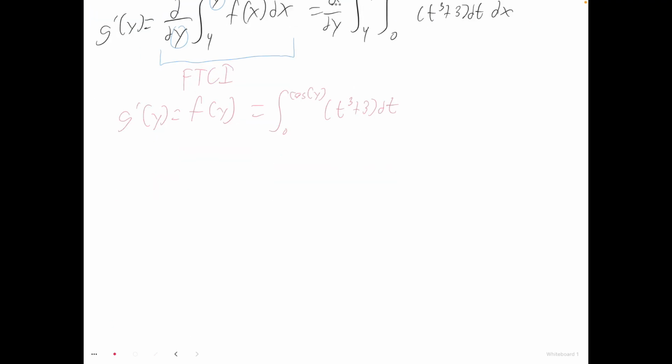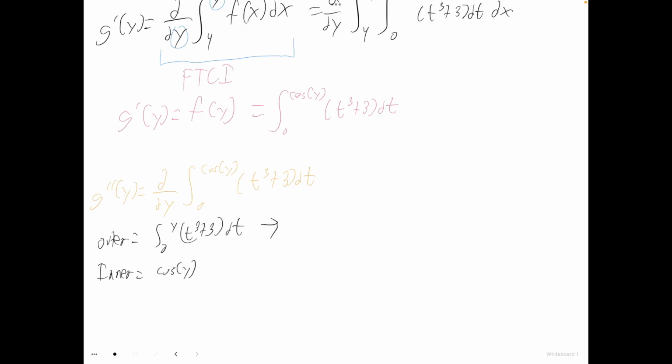Okay, so now we need to take the second derivative because we want g double prime. And so g double prime of y is going to be the derivative with respect to y of the integral from 0 to cosine of y of t cubed plus 3 dt. Well, now to do this, we're going to have to use the chain rule again. Our outer function is going to be the integral from 0 to y of t cubed plus 3 dt. And our inner function is just cosine of y.